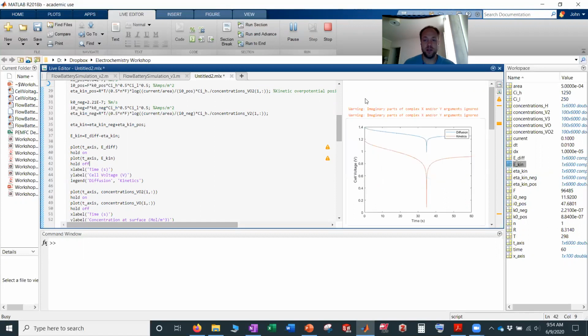So these little things must say warning imaginary. All right, so here are the losses associated with the kinetics. Here's the voltage with diffusion, but if we add the kinetic terms on, this is what we're going to get for our battery performance.